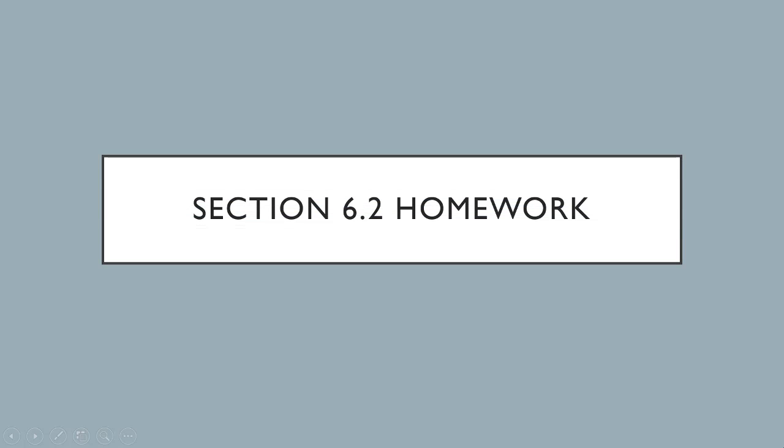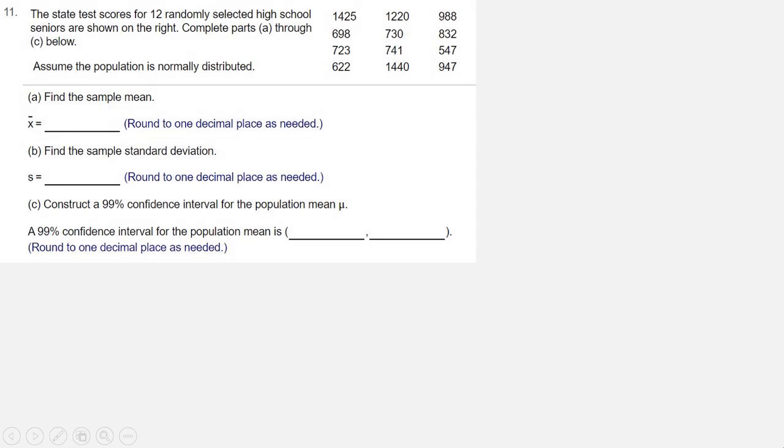We're looking at homework from section 6.2. This is question number 11. The state test scores for 12 randomly selected high school seniors are shown on the right. Complete parts A through C below. Assume the population is normally distributed.